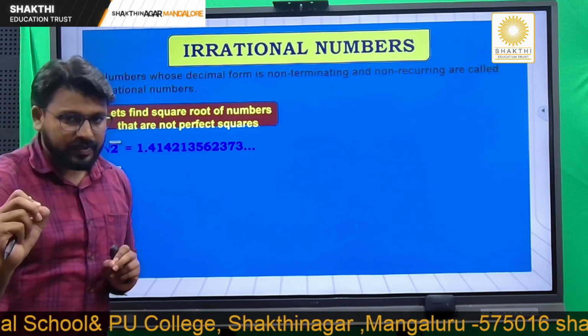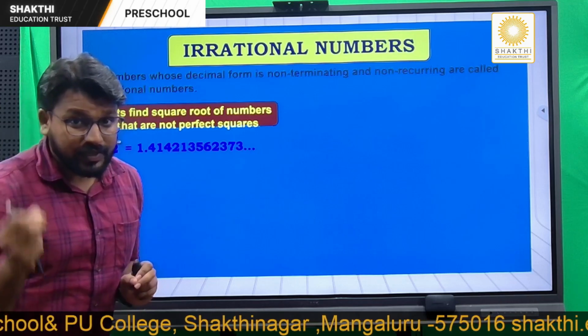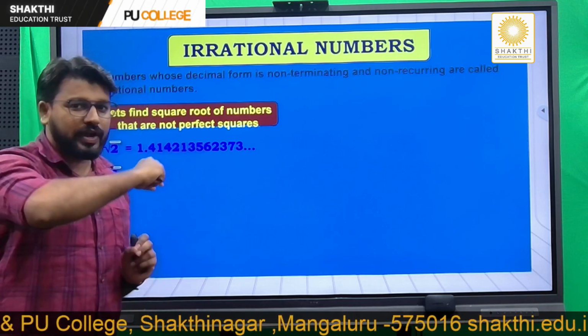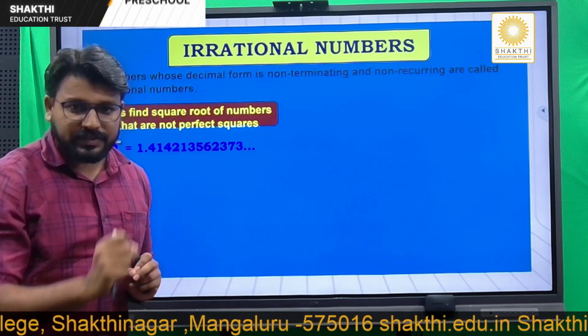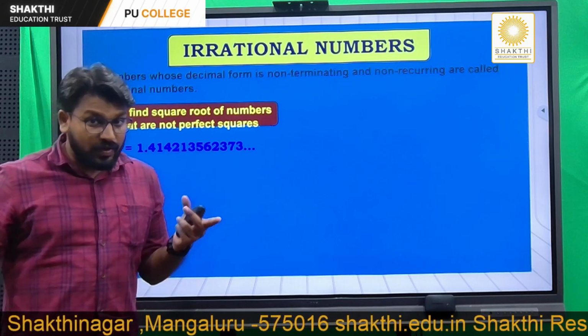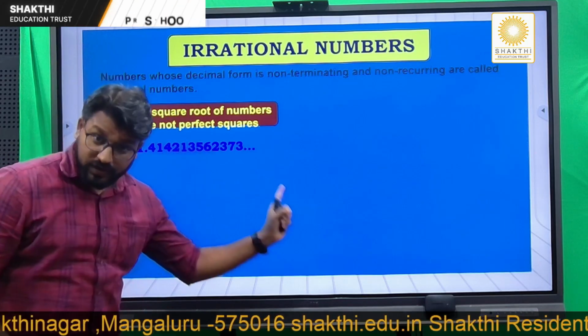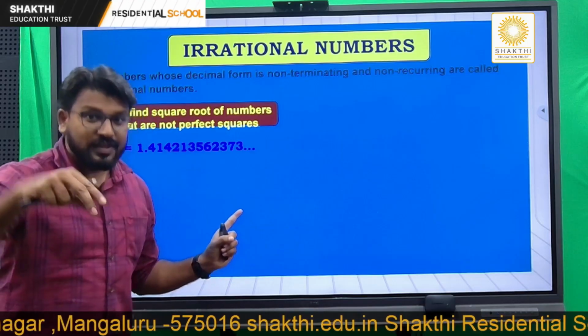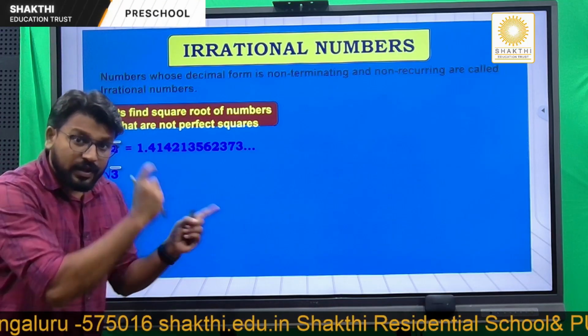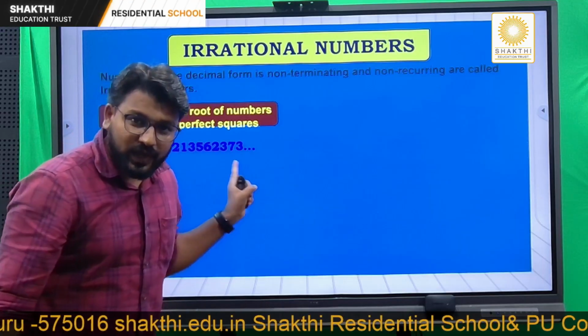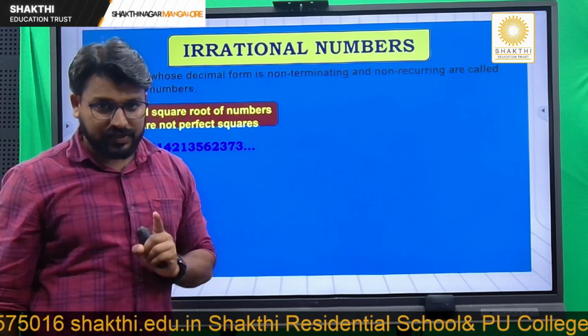Think and tell me, is it rational or irrational? Yes, you are right. What you assumed is absolutely correct. It is irrational. Why? Because, sir, this is non-terminating as well as not repeating. None of the digits, there is no pattern which is repeating. That's why it is an irrational number.